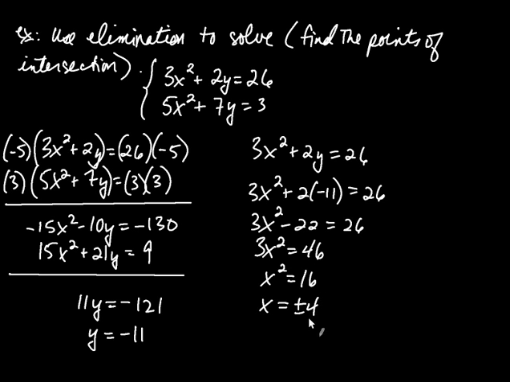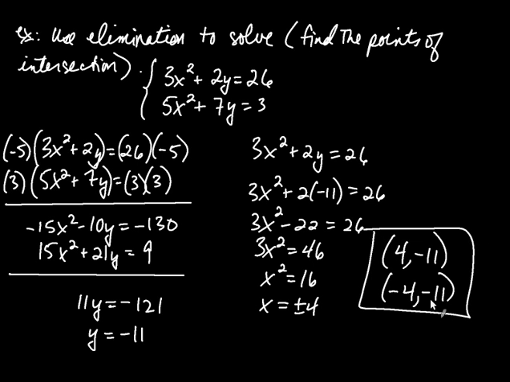Now, both of those values of x go with this value of y. So one solution would be the point +4, -11. The second solution is -4, same value of y, -11. So these would be our 2 points. And let's see if we can verify that these are the points of intersection of those two curves.